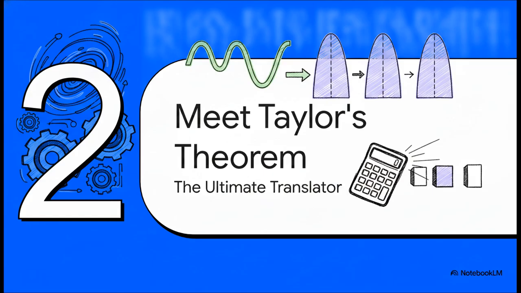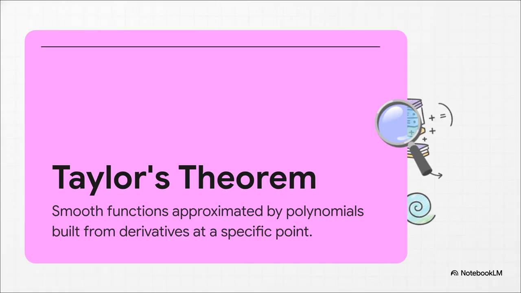Which brings us to part two, meet Taylor's theorem. So who exactly is the hero performing this mathematical sleight of hand? Well, it's Taylor's theorem. By definition, it states that a sufficiently smooth function can be approximated near a specific point by a polynomial built from the function's derivatives at that point. Think of it like a translator. It takes those complex curves and turns them into the simple, snappy algebra that your computer's processor absolutely loves. And the really brilliant part? You aren't just guessing here. You are systematically building a perfect replica. And the magic is that the approximation gets sharper and sharper with every single mathematical term you add.